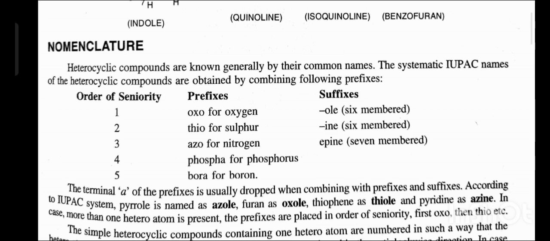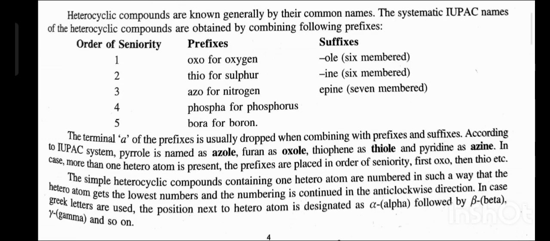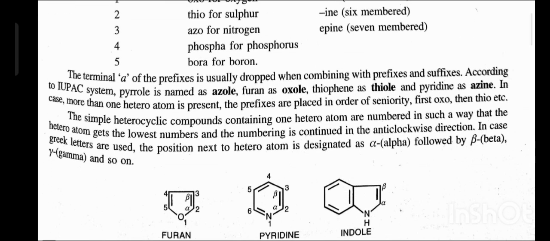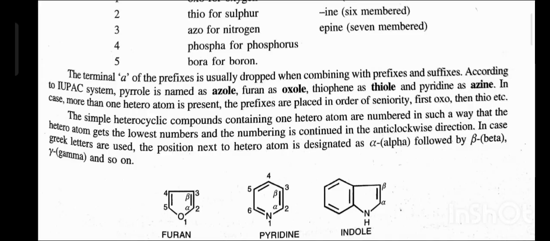Prefix for phosphorus, phospha. Prefix for boron, bora. The terminal a of the prefix is usually dropped when combining with the suffix. According to the IUPAC system, pyrrole is named azole, furan as oxole, thiophene as thiole, and pyridine as azine. In case more than one heteroatom is present, the prefixes are placed in order of seniority, first oxa, then thia, etc.